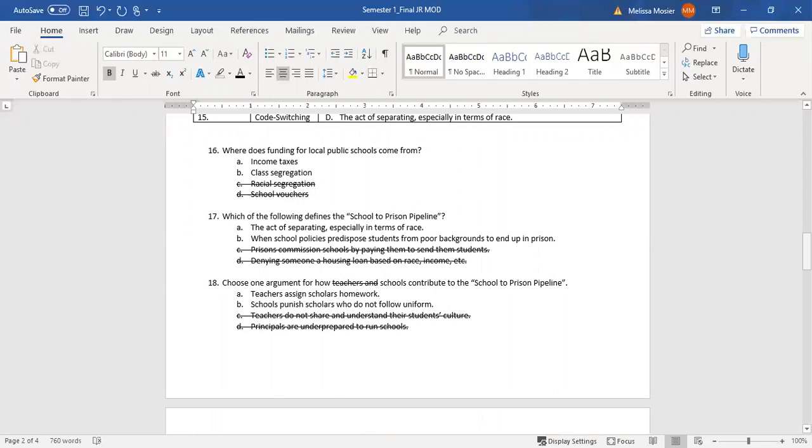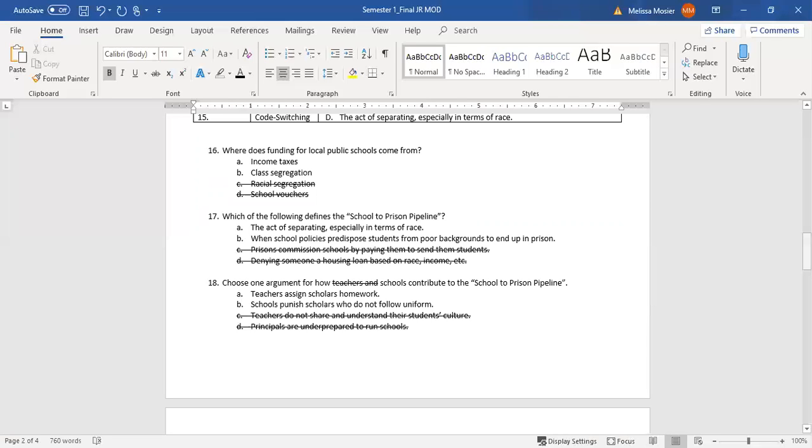16, where does funding for local schools come from? Local public schools. A, income taxes, or B, class segregation. 17, which of the following defines the school to prison pipeline? A, the act of separating, especially in terms of race, or B, when school policies predispose students from poor backgrounds to end up in prison.